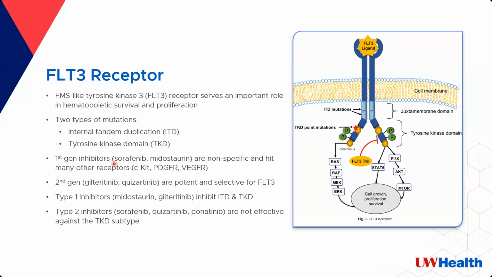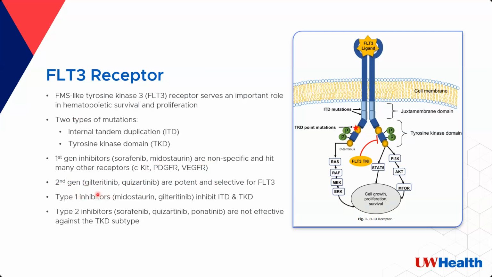So first generation is going to be sorafenib and midostaurin. These are more non-specific, and they'll hit other receptors as well. And then your second-generation agents are going to be gilteritinib and quizartinib. These are more potent and selective for FLT3.